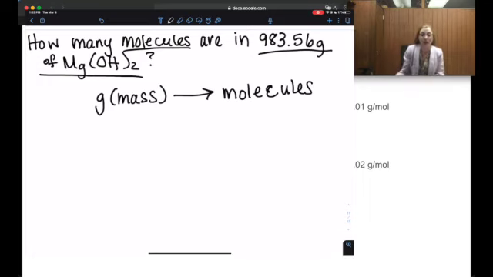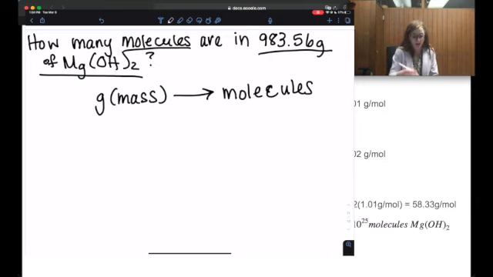And how I determine what I use is, well, I've got a relationship on the periodic table from the formula mass that relates grams and moles. And I know how many molecules are in a mole. So if I convert my number from grams to moles, I can then go from moles to molecules. So that's the idea here. So let's go ahead and work this problem out.